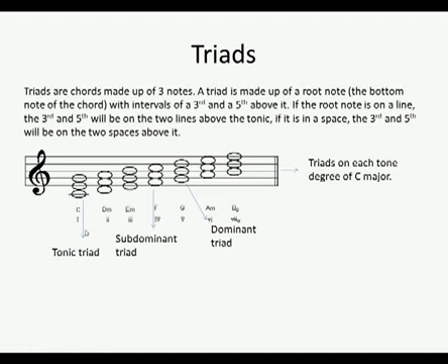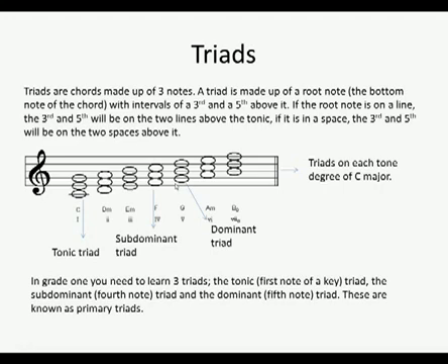So here we've got our tonic triad, which would be on the tonic. Then on the subdominant, remember that means the 4th note of the scale, we have our subdominant triad. And then on the dominant, remember that means the 5th note of the scale, we've got our dominant triad. And these are known as primary triads. Okay, I'll go over that one more time.